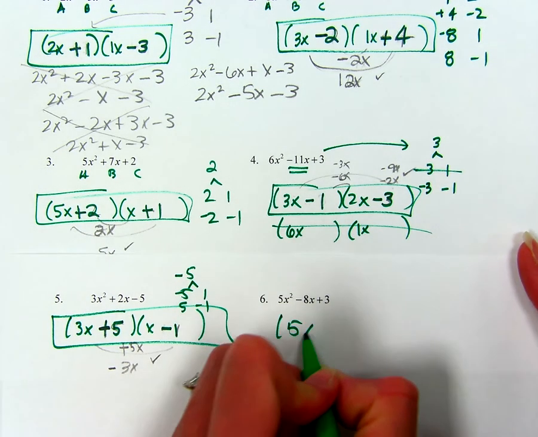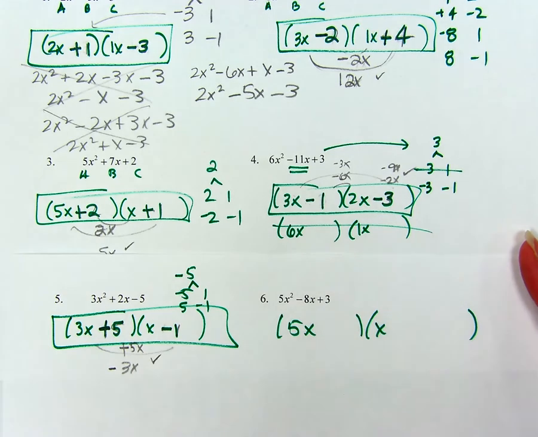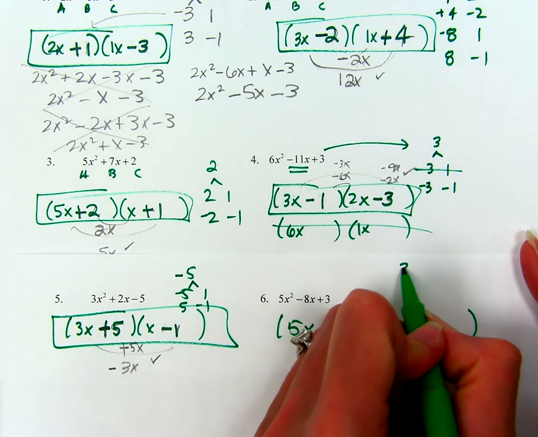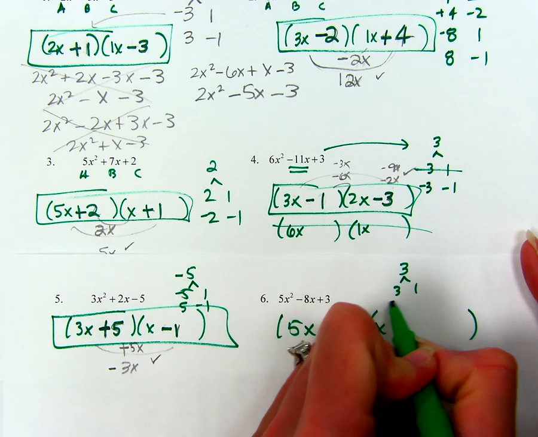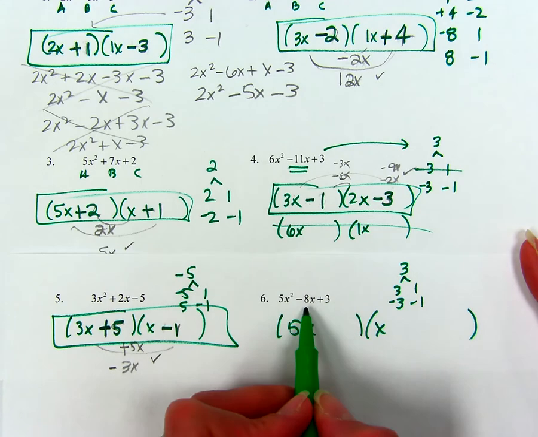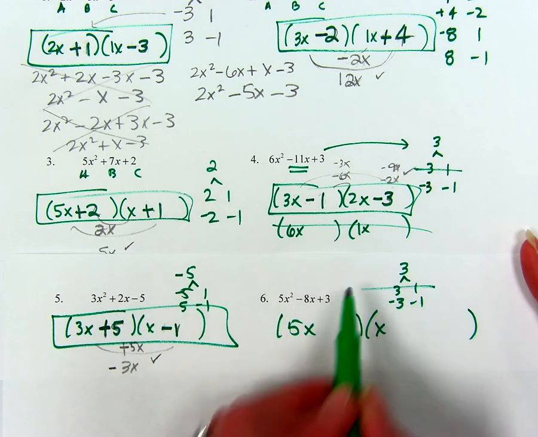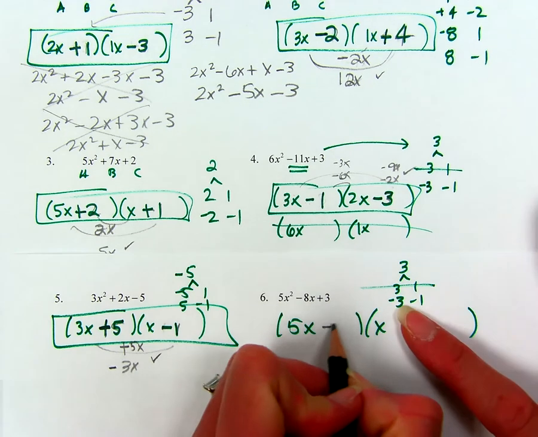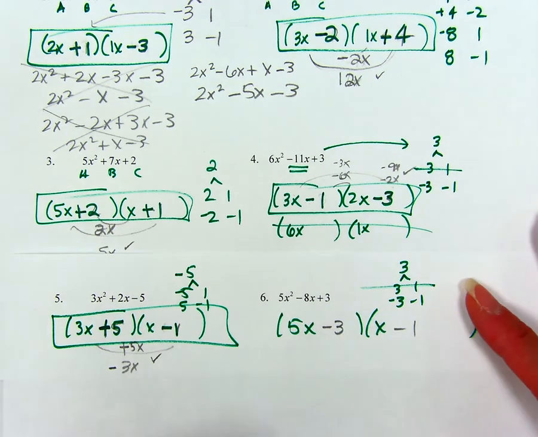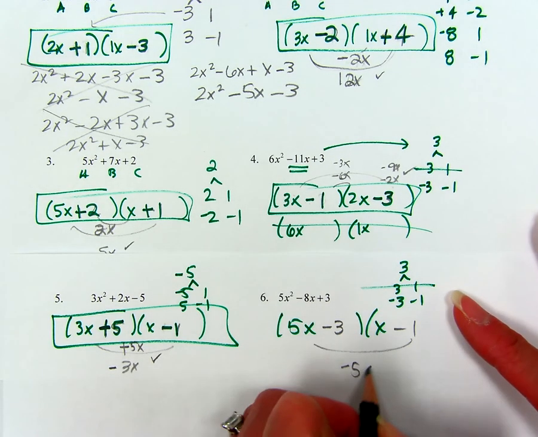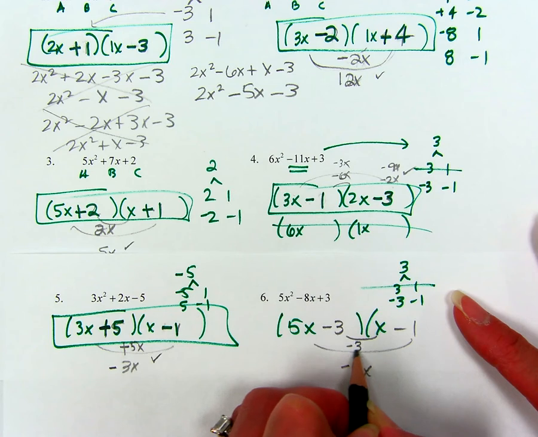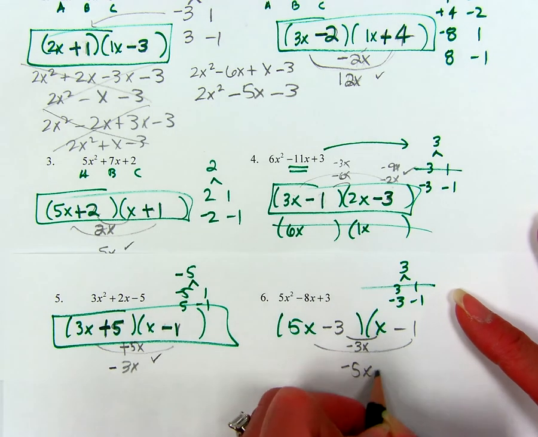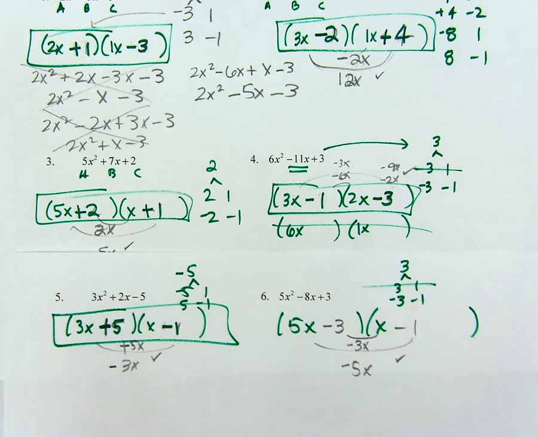All right, so what multiplies to 5x squared is only 5x and x. Positive 3, we got 3 and 1, or negative 3 and negative 1. Well, since that middle term is negative, I think that I can cross off my positive numbers. I know I have to try some negative numbers. So let's just try negative 3 and negative 1. Outer times outer is negative 5x, and inner times inner is negative 3x. If I add those together, that gives me negative 8.